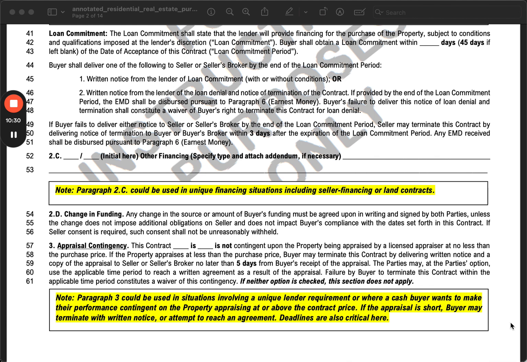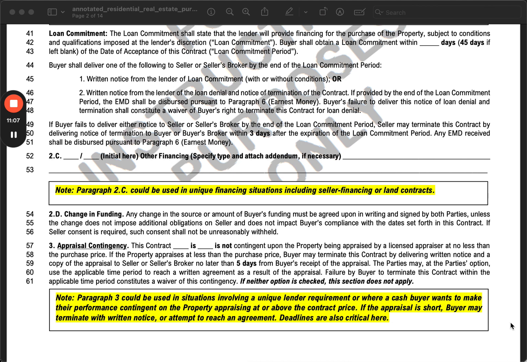Line 45. Number 1. Written notice from the lender of loan commitment with or without conditions. Or line 46. Number 2. Written notice from the lender of the loan denial and notice of termination of this contract. If provided by the end of the loan commitment period, the earnest money deposit shall be dispersed pursuant to paragraph 6, earnest money. Buyer's failure to deliver this notice of loan denial and termination shall constitute a waiver of the buyer's right to terminate this contract for loan denial.